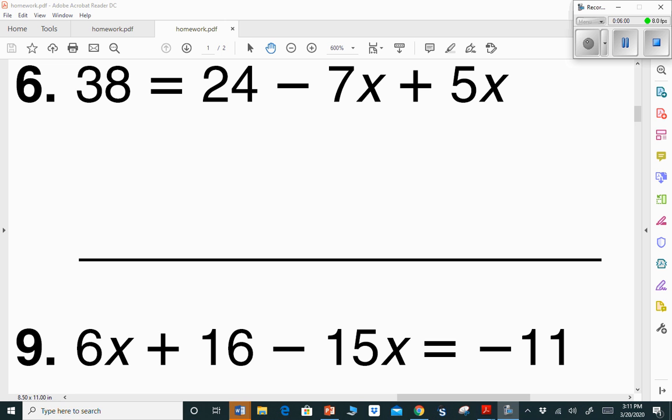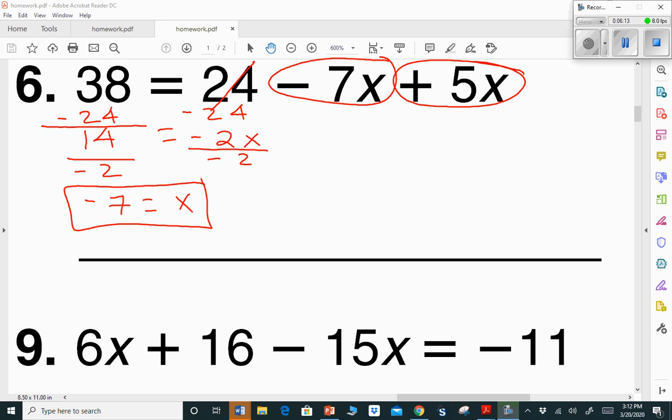You go ahead and copy number 6 and work that problem yourself. Pause the video and come back for the answer. 38 equals 24 minus 7x plus 5. Okay, I have a feeling some of you might have actually struggled with this one.